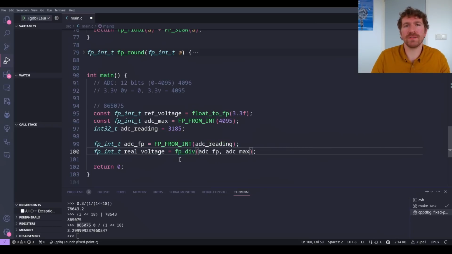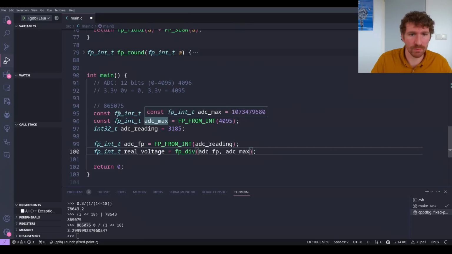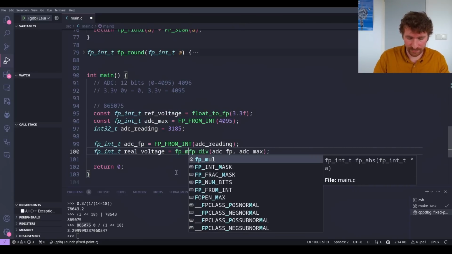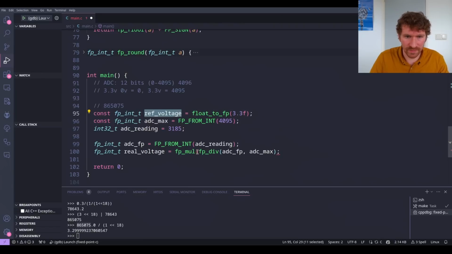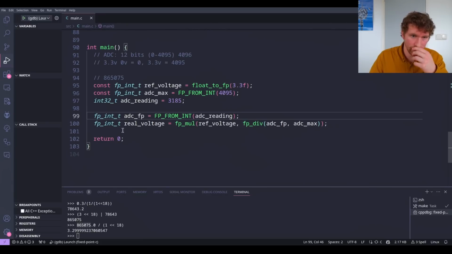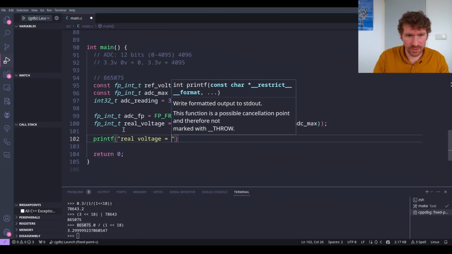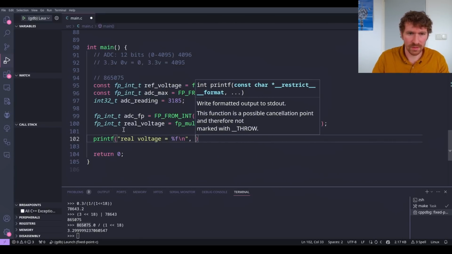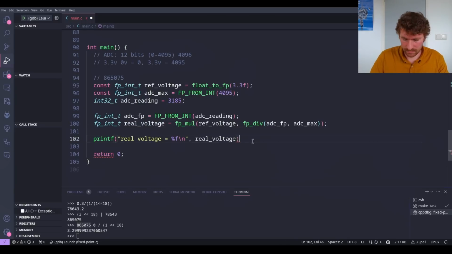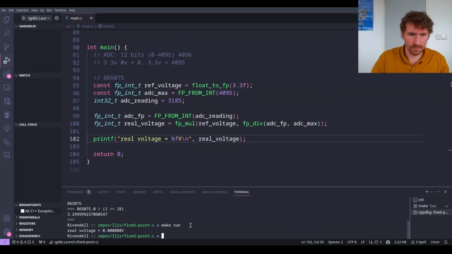And then we take this, which now gives us a number between 0 and 1, and we multiply this by the reference voltage, which we already have here. So we're just going to do an FP multiply of the reference voltage by this normalized value. And now we've got the real voltage. So let's have a look here. Let's do a printf. So the real voltage is going to be this. And we'll see if this makes sense, right? Let's see. Make run, 0 volts. That doesn't make sense.